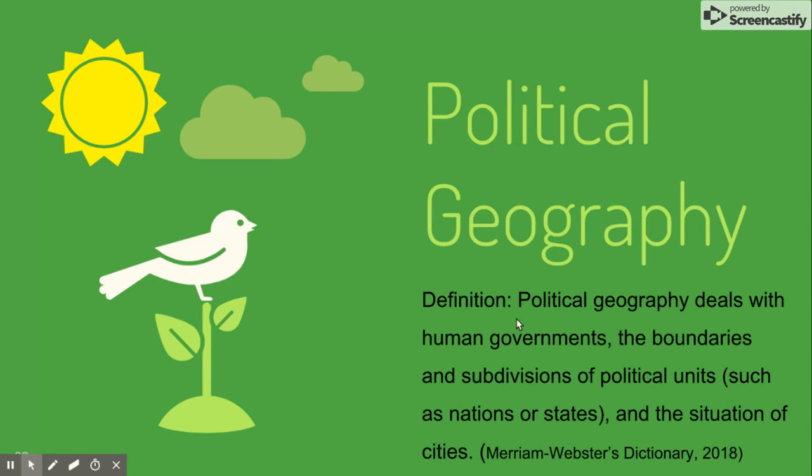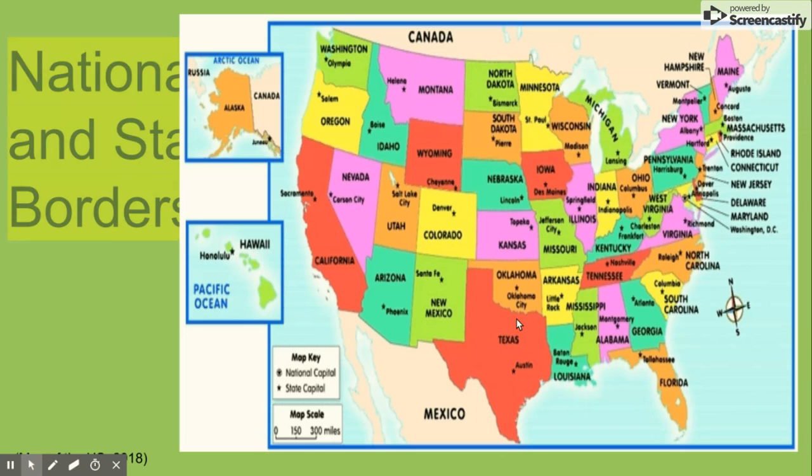Political geography deals with human governments, the boundaries and subdivisions of political units, such as nation states, and the situation of cities. This next section is going to go a bit quicker, so please pause at any time to make sure your notes are clear. All right, the first thing we're going to look at are nation states and borders.